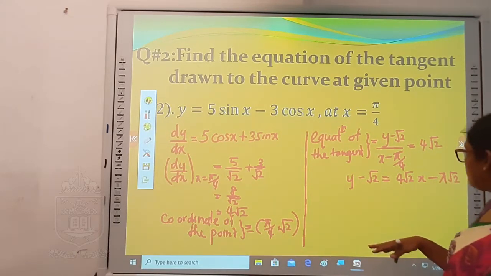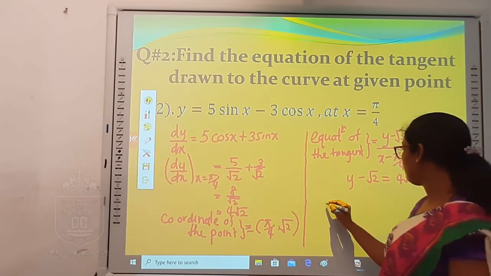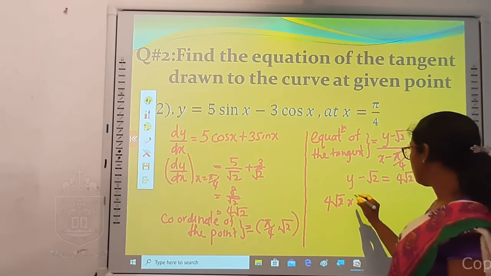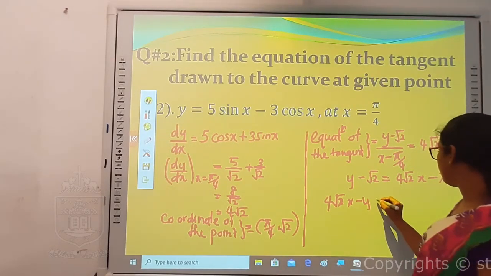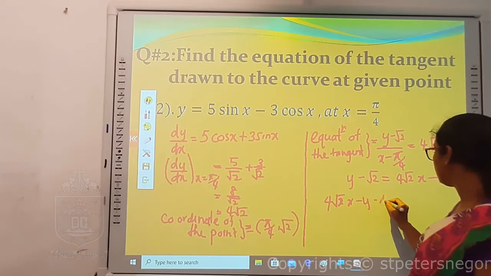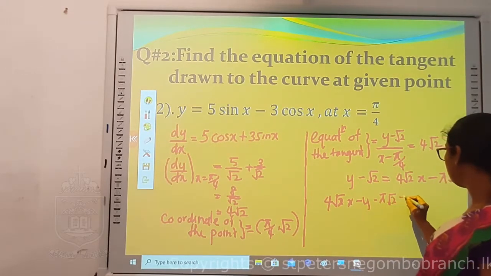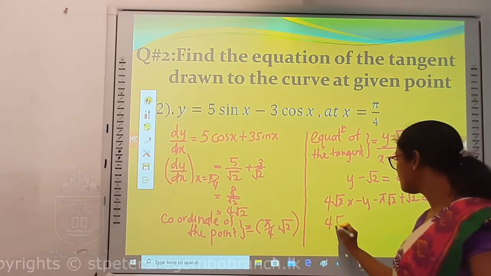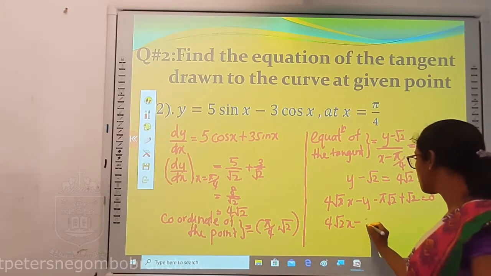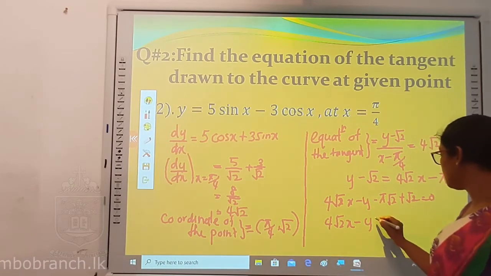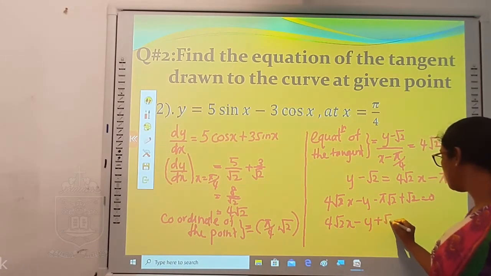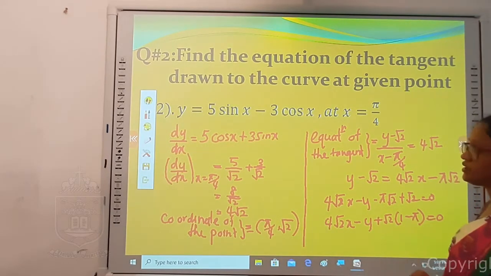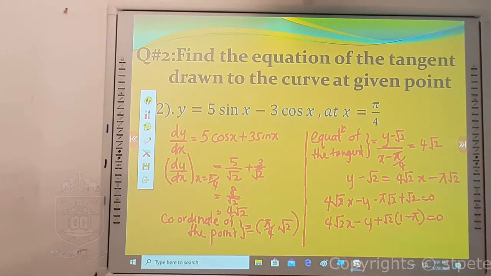So I will bring all the terms to one side and write 4 root 2 x minus y, and then minus 5 root 2 plus root 2. Further you can write this as, I take root 2 out, so plus root 2 times (1 minus 5). Right? So this is the equation of the tangent drawn to the curve at x equal 5 by 4.